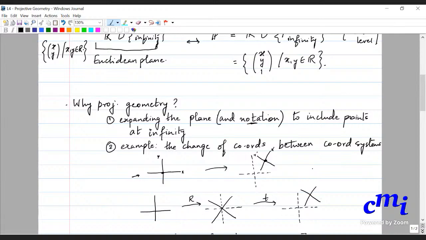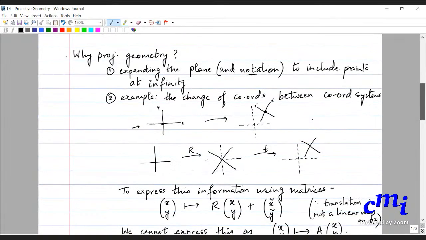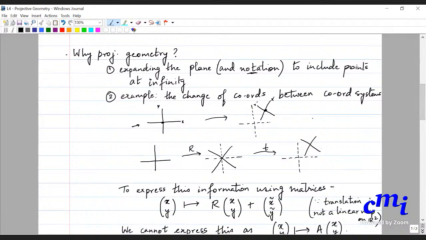Now if you use your 3D coordinate geometry, your point (x, y) under the rotation will go to some R times (x, y). So if R is your rotation, it will go like this. And then for translation, you will have to add some (x tilde, y tilde). So if in this coordinate system the address of this point is (x tilde, y tilde), then you will have to do this to put the origin there, correct?